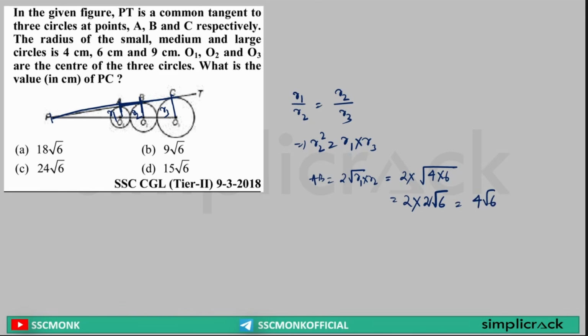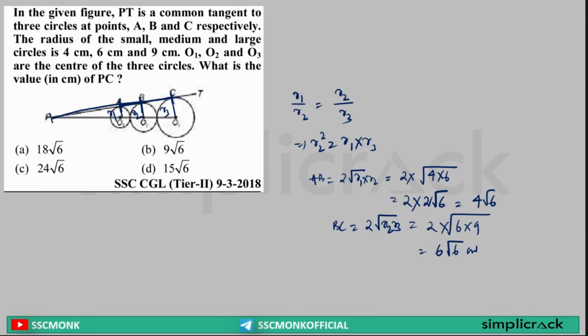AB. For BC, this will be 2 into square root of R2, R3. Same logic. Yes or no? Yes. R2 is what? 2 into square root of 6 into 9. The square root of 9 is 3. So this is 6 root 6 centimeter. 6 plus 4, 10. So this part, A to C, this tangent is what? 10 root 6 centimeter. That means option B is not our right answer.